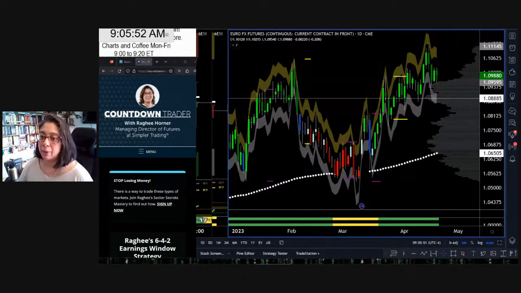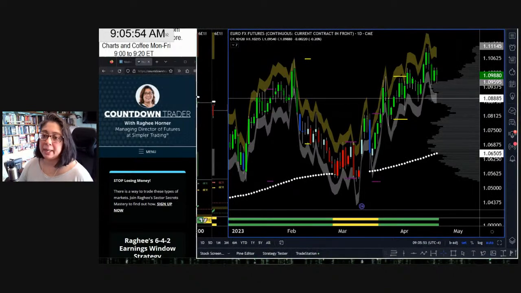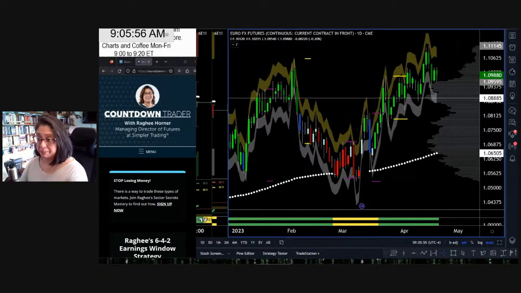Powell's got to start sounding like he's preempting a cut for September or definitely November. If that does not happen, if Fed Fund futures say, wait a minute, Powell, we're telling you what you want and you're ignoring us, heads up, we'll probably see a pullback in equities and a move lower in bonds and a move lower in the euro.